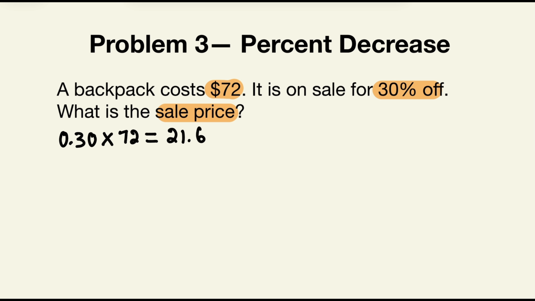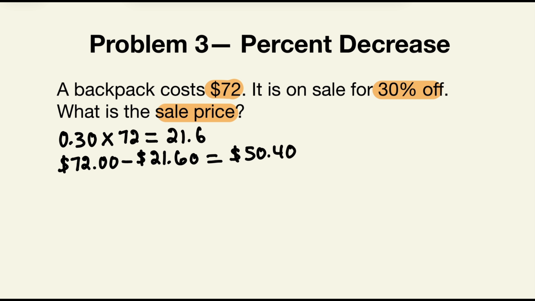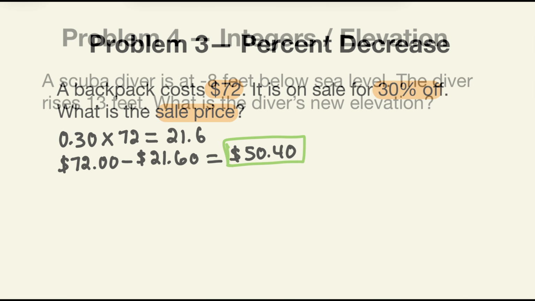So $72 minus $21.60 equals $50.40. That's the final answer. All right, but I will say that a common mistake here is stopping at the discount instead of finding the final price. Let's move on to the next question.